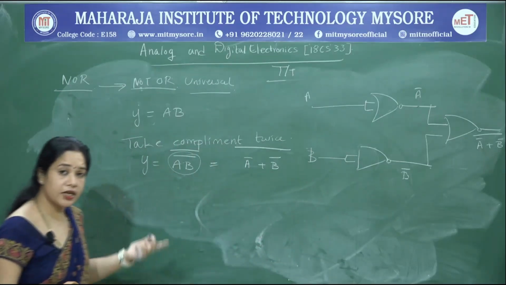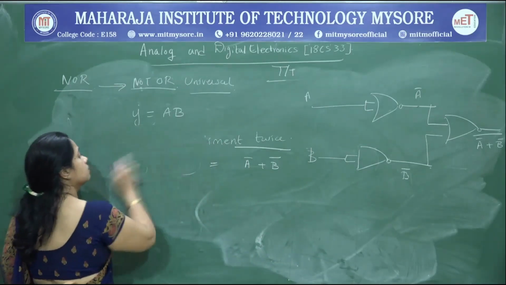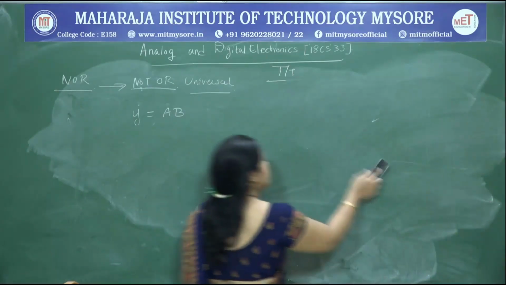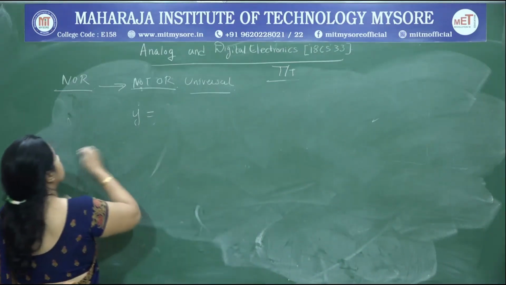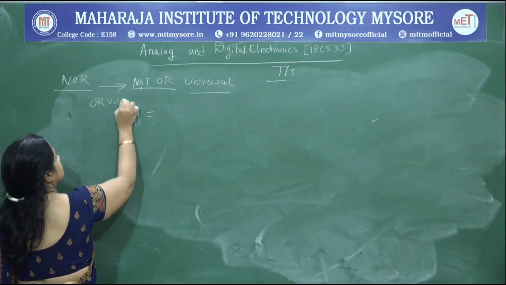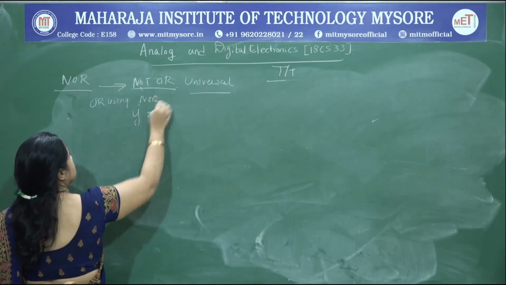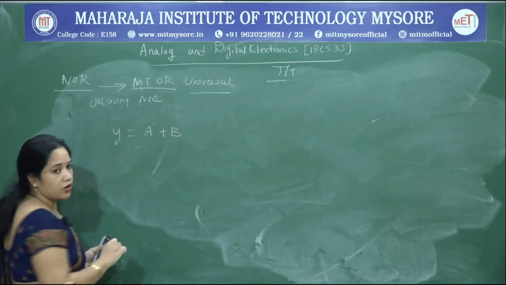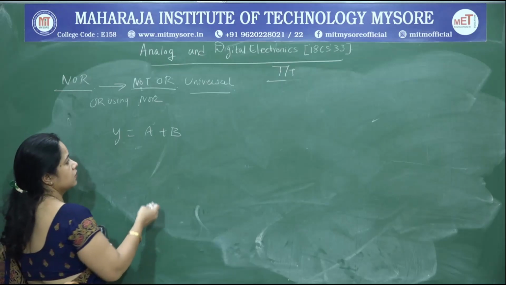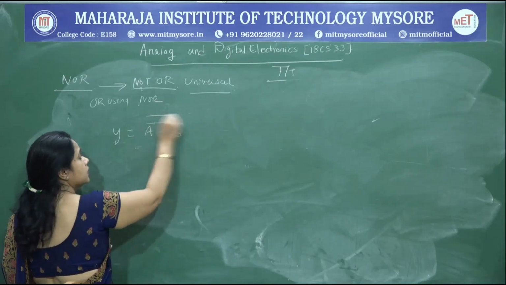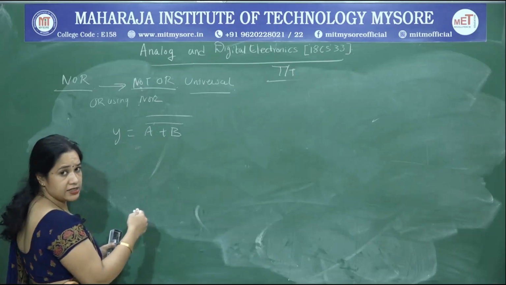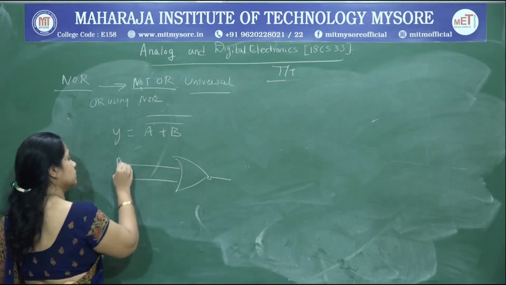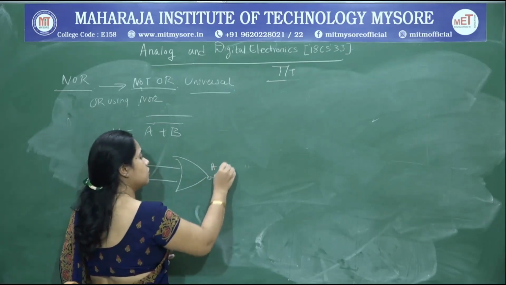Similarly, OR gate can also be realized using NOR gate. Very simple. What is the expression for OR? Y is equal to A plus B is OR. So, what I do here is complement this expression twice, which does not make any difference. Now, I can easily realize it using NOR gate. So, A, B, it becomes A plus B whole bar.